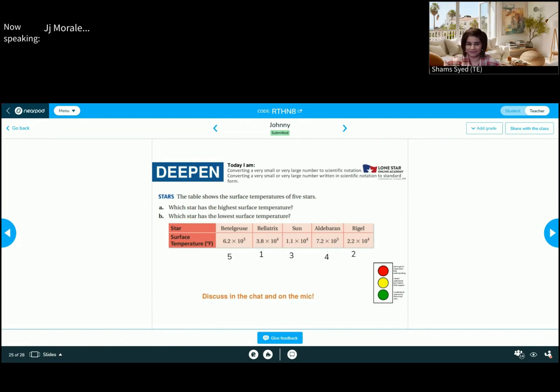1,006.2 for the multiplication. Bellatrix had a whopping 38,000. Rigel had 22,000. Aldebaran had 7,200. Very good. The sun had 11,000. Well, so yeah. Excellent.